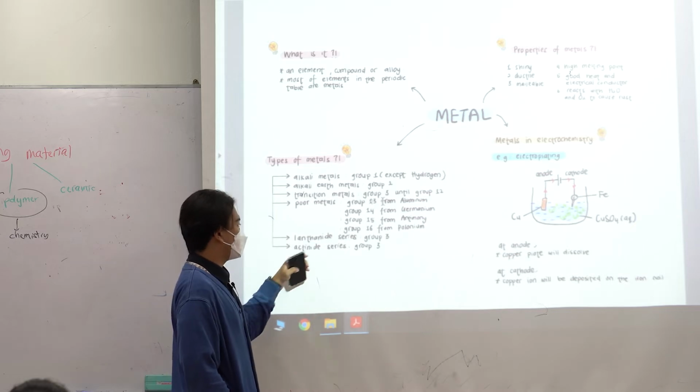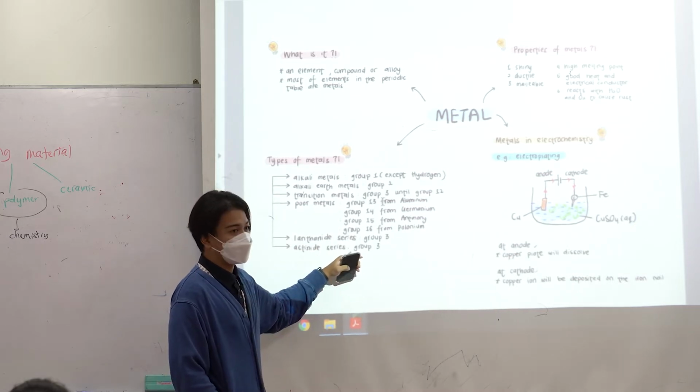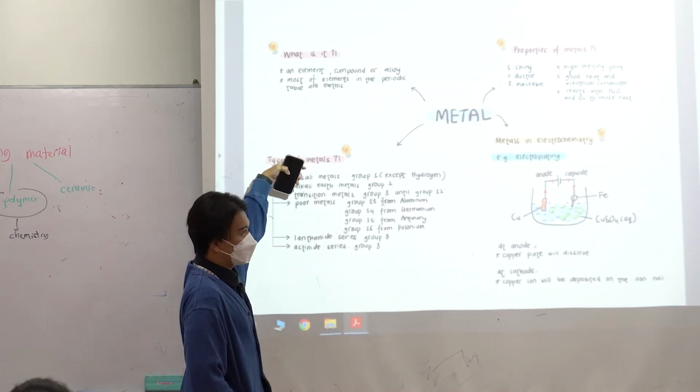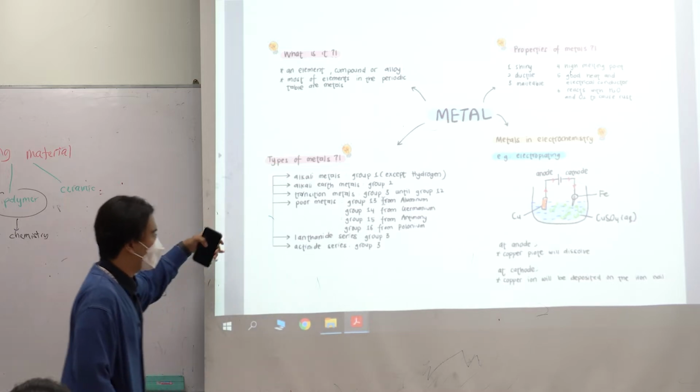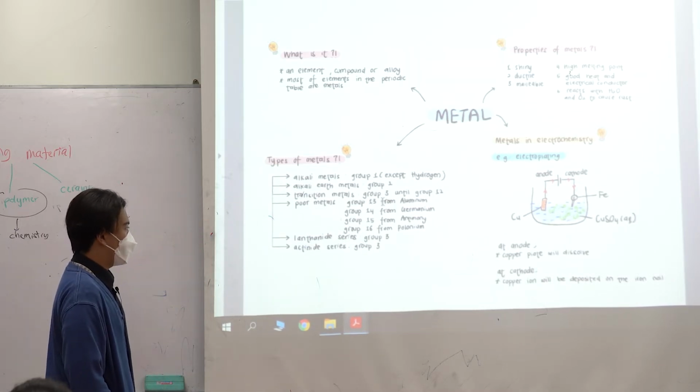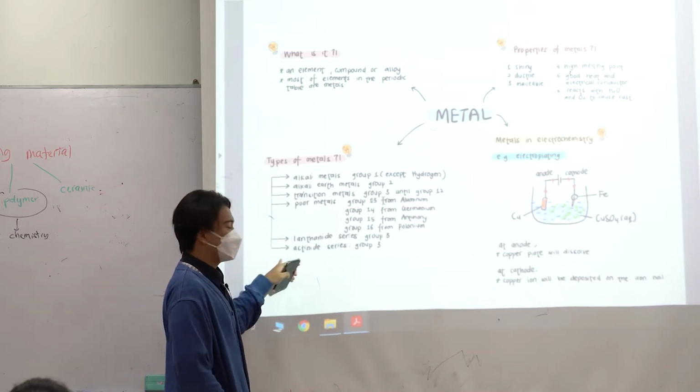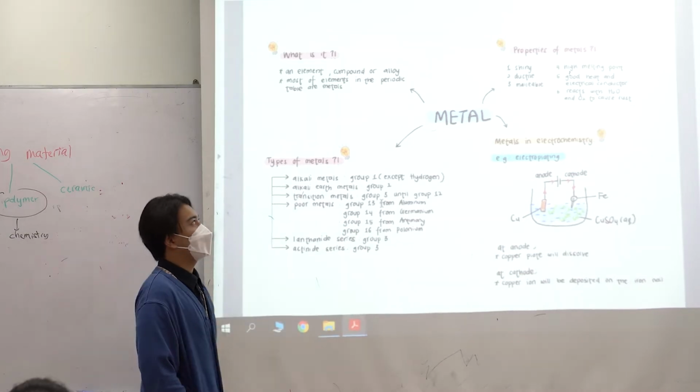Also, we have the lanthanide series from group 3, which is the other one at the bottom, and also the actinide series from group 3 as well.